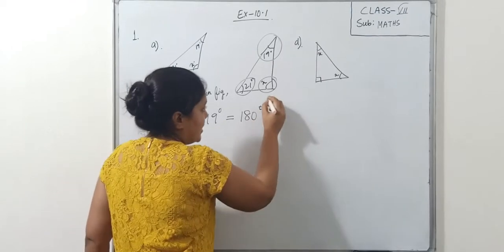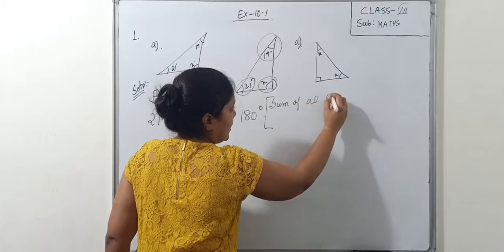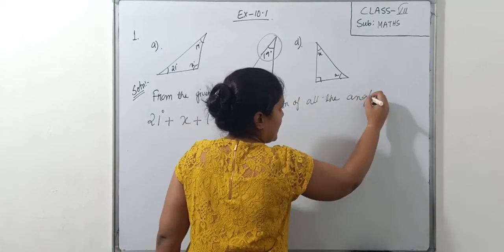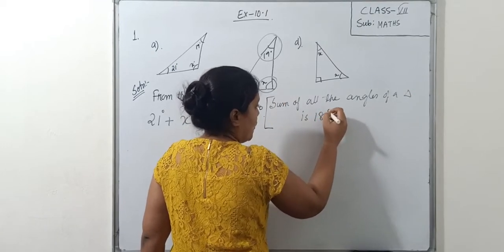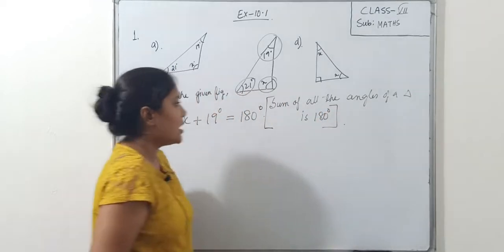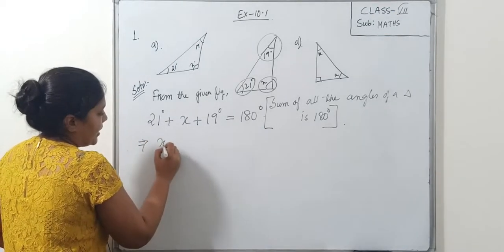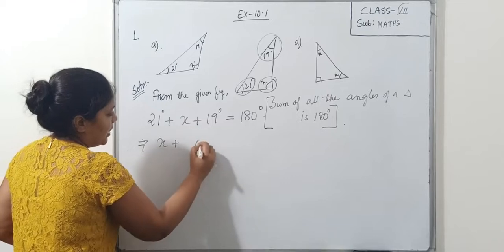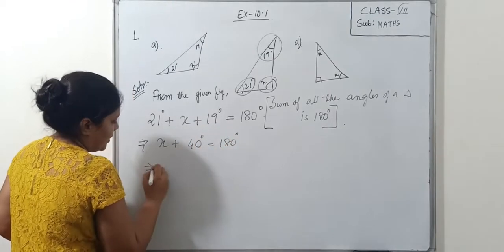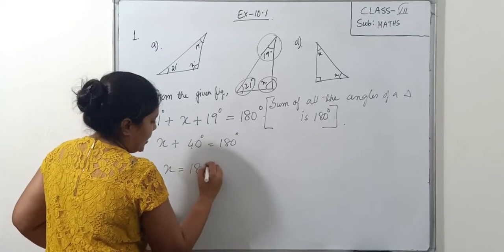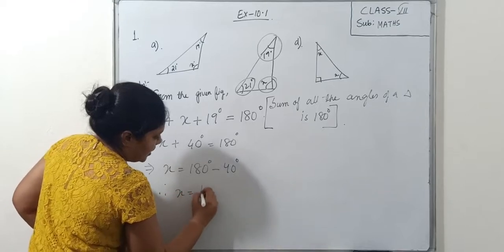So if I add the three of them, what should I get? 180 degrees. And my reason is what? What reason will I write? Sum of all the angles of a triangle is 180 degrees. Don't forget to write the reason. Okay students? Now you solve this and find the value of x. If I write x here and add them, how much? 10, 1 carry, 40 degrees equals 180 degrees. Now x equals 180 degrees minus 40 degrees.